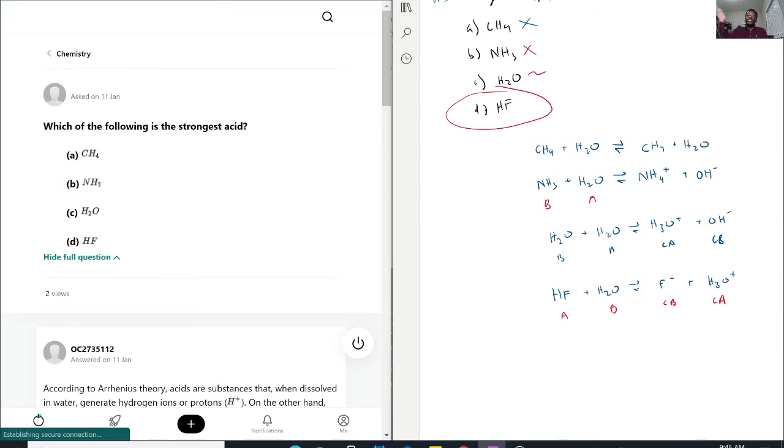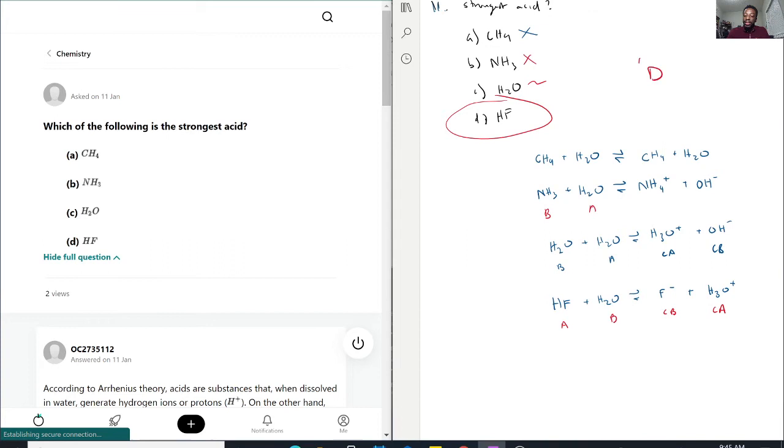And NH3 was just on the opposite end. It was more basic, like 12 or something, so we don't even consider that. That's why the answer here for the strongest acid is D, okay? Hydrofluoric acid. Funny enough, that would be the official name for it.